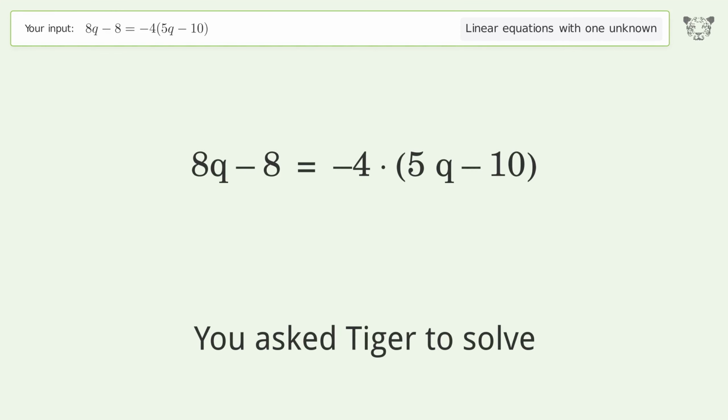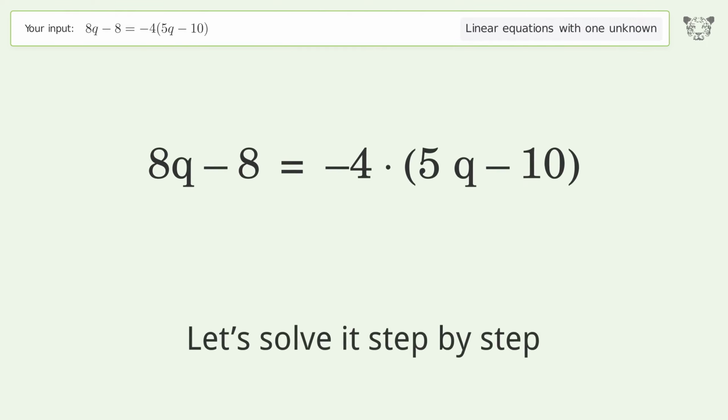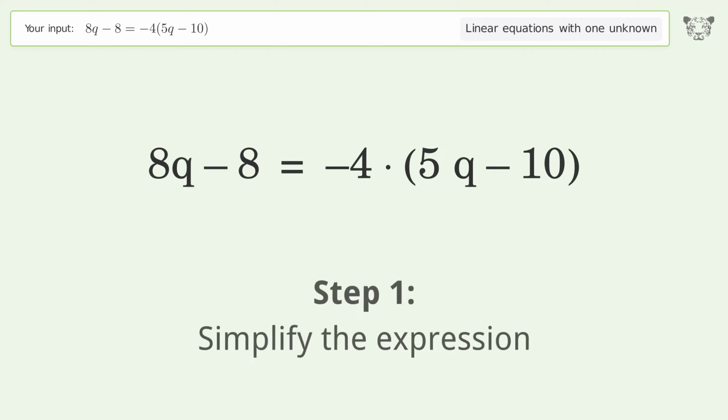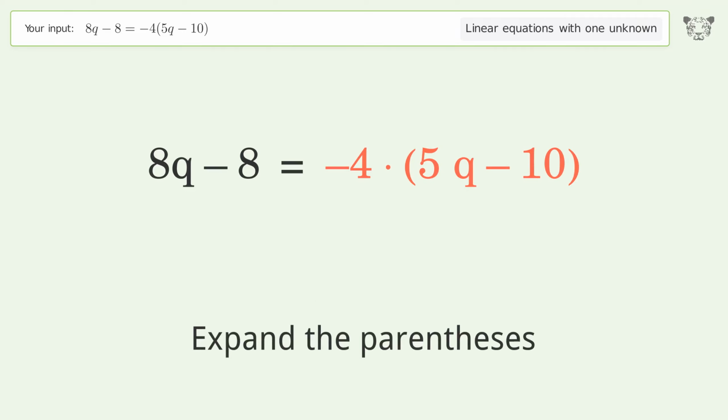You ask Tiger to solve. This deals with linear equations with one unknown. The final result is q equals 12/7. Let's solve it step by step. Simplify the expression. Expand the parentheses.